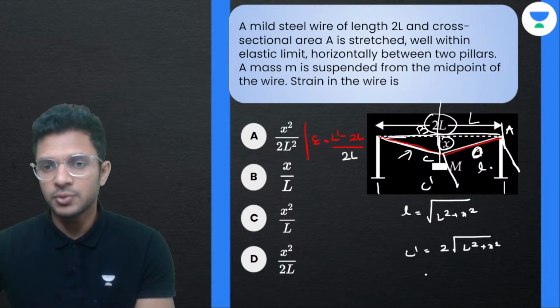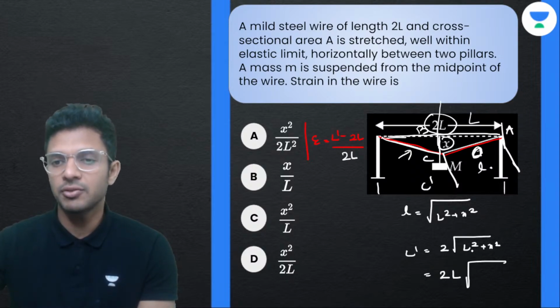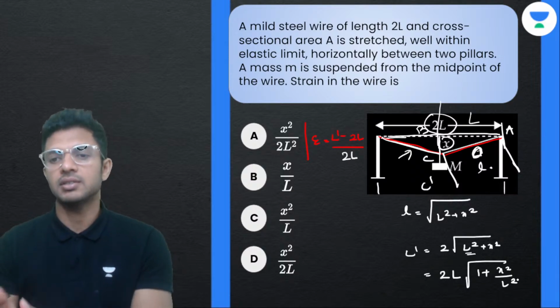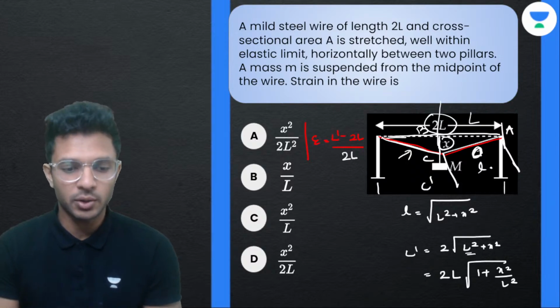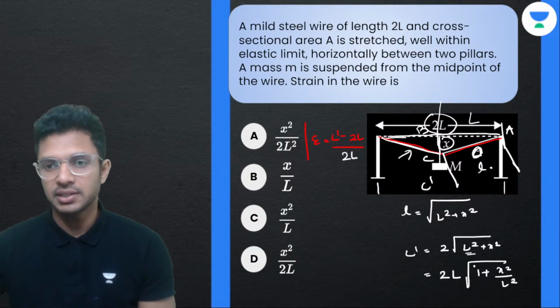Now for easier calculation, I am going to take this L square outside of the root. When L square comes outside of the root, it will come out as L. In the bracket, what will be remaining if you take L square common from the first term? 1 plus X square by L square, because we are taking L square as common. Is it clear? So L dash का value ऐसे हो गया, ठीक है.